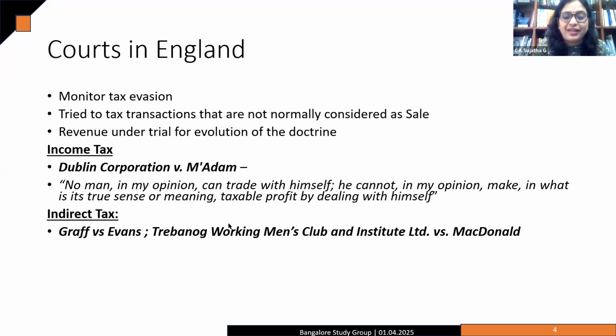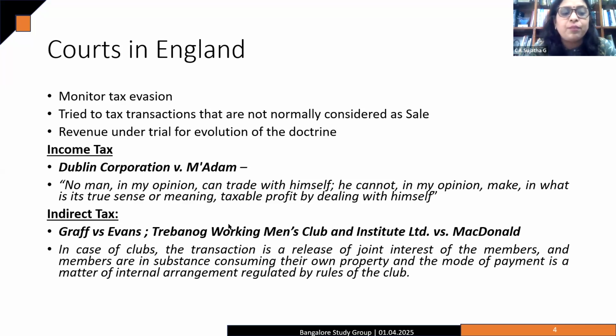So when it comes to indirect tax, that is sales tax, Graff versus Evans is the famous case law. It's a landmark decision. There also it was a club where the members contributed for their own enjoyment and refreshment. Later, one person among the members would pool the money and spend it for their own benefit. There also it was held that there are no two distinct persons. The concept of mutuality prevails, so this should also not be subjected to sales tax.